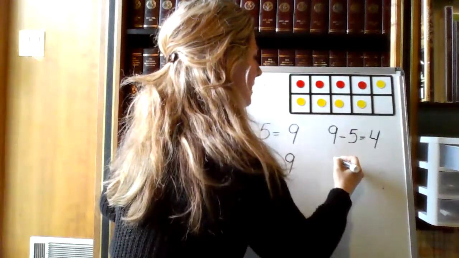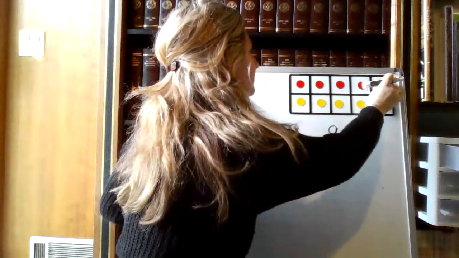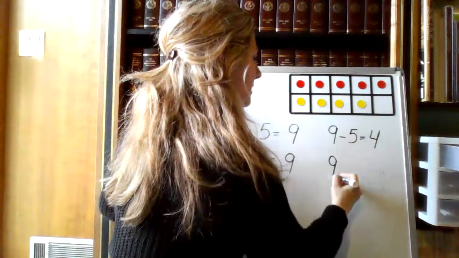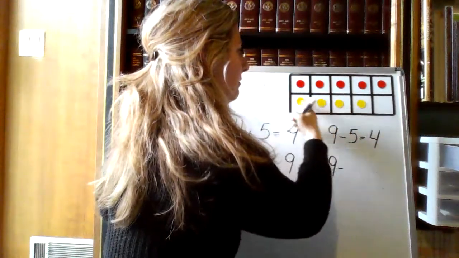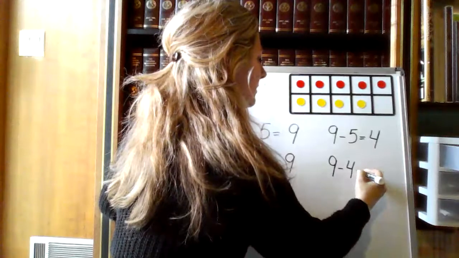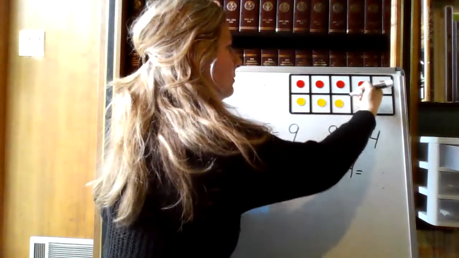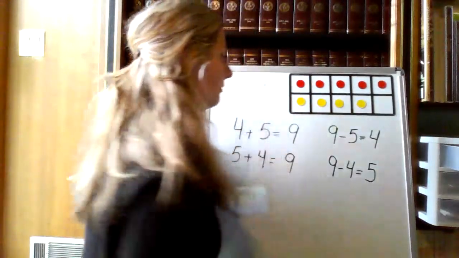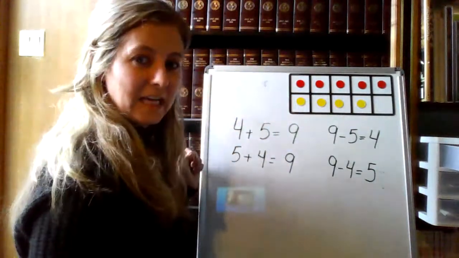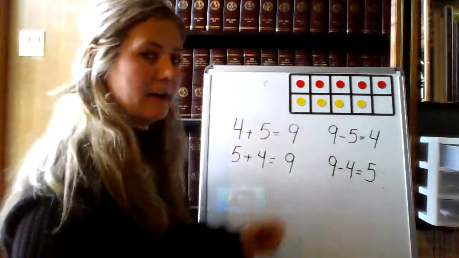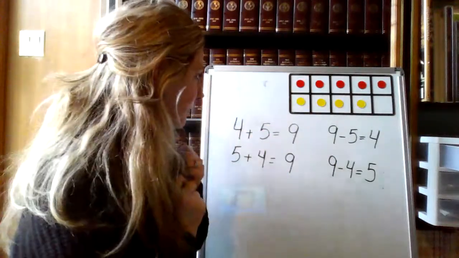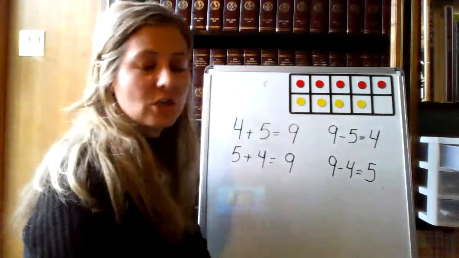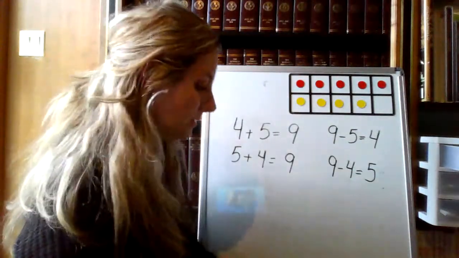And we also know that, let's try this one. What if we have 9 counters and we just take away 4? That's going to give us how many red ones? 1, 2, 3, 4, 5. So the fact family is 4, 5, and 9. They're a family. They stick together. Isn't that fun? So we've got addition and subtraction, and that's how I can check my work. So that was just a fun one.